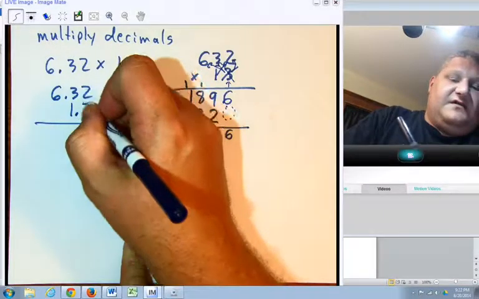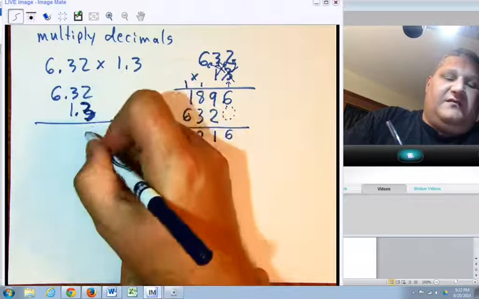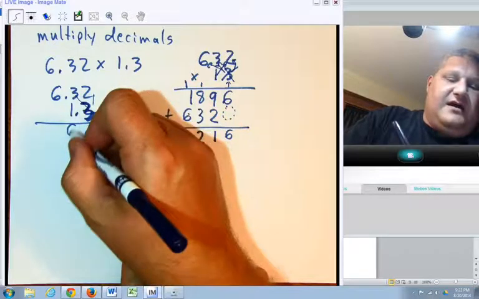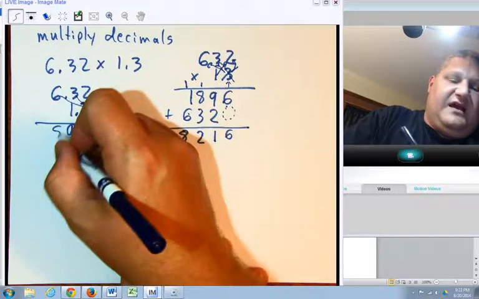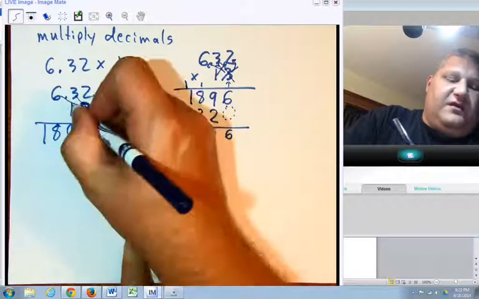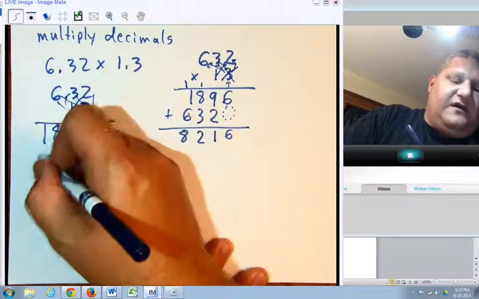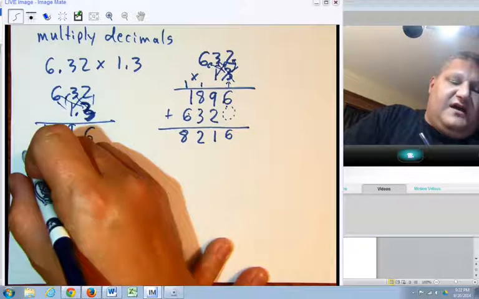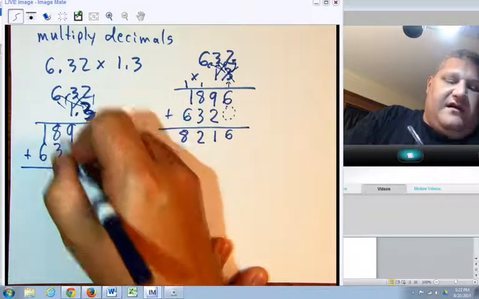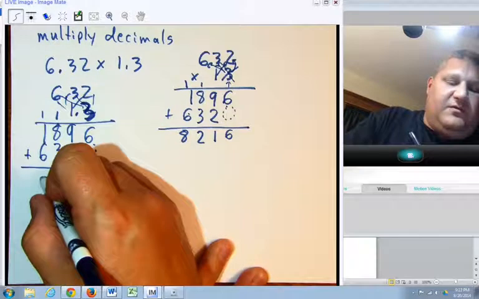3 times 2, because it's 1.3. 3 times 2, 6. 3 times 3, 9. 3 times 6, 18. Because we're in the tens, we leave a spot. 1 times 2 is 2. 1 times 3 is 3. 1 times 6 is 6. Then I add them up. 6, 11, 12, don't forget to put the 1 up there, 8.